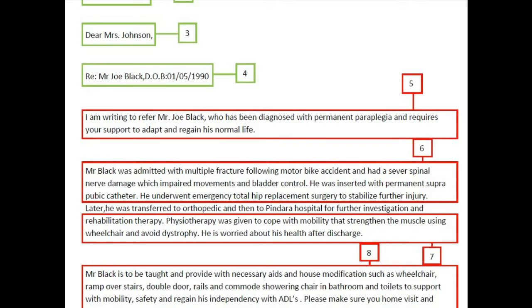If it had been included in this paragraph, it would have been a better one, and the introduction paragraph would read: I am writing to refer Mr. Joe Black, who is diagnosed with permanent paraplegia following a motorbike accident, and he requires disability assessment and support to regain his normal lifestyle after discharge.